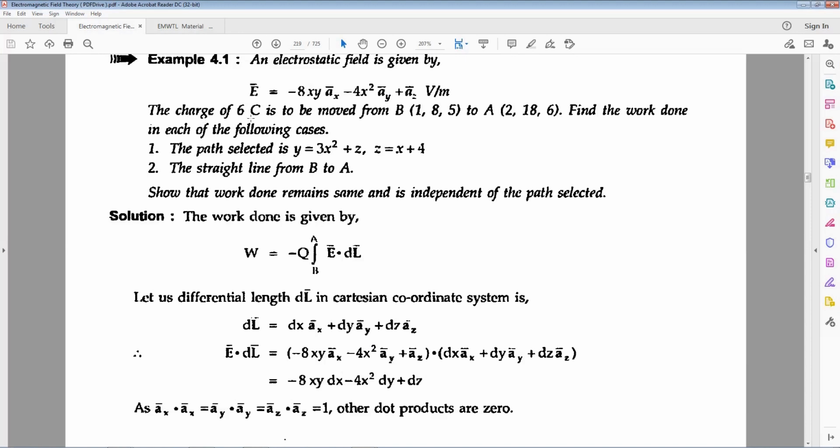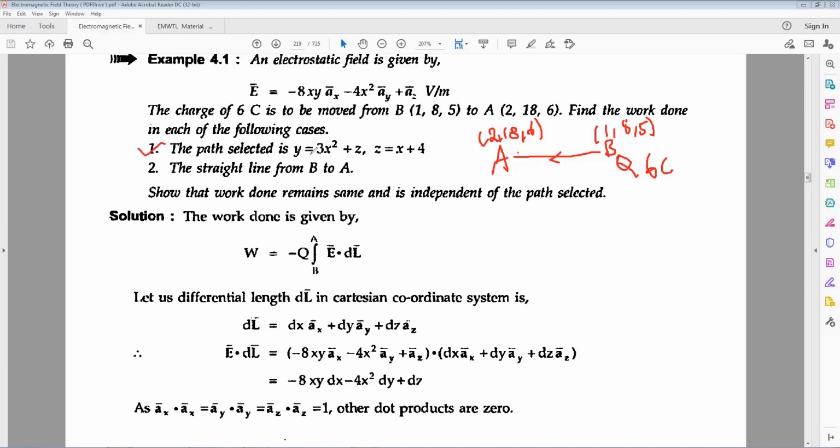The charge Q of 6 coulombs moves from B to A. What is the B point here? 1, 8, and 5. And the A point is at 2, 18, and 6. It is moved from B to A. Find the work done in each of the following cases.